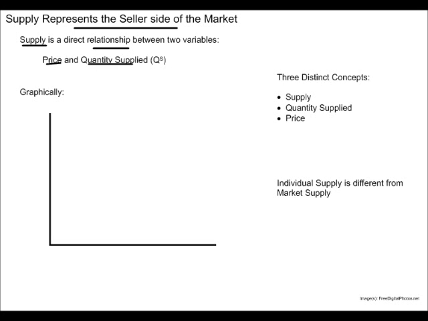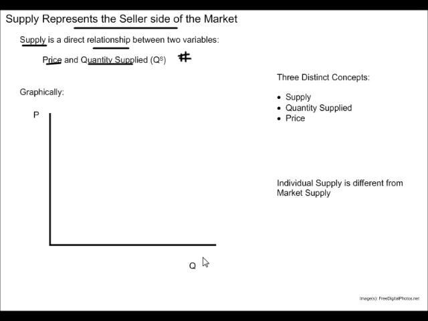Quantity supplied has a parallel concept with the demand concept of quantity demanded. We are counting up. But here, what we're counting up is the number of units that sellers intend to put out into the market at a given price. We can graph out this story, this direct relationship between price and quantity supplied.